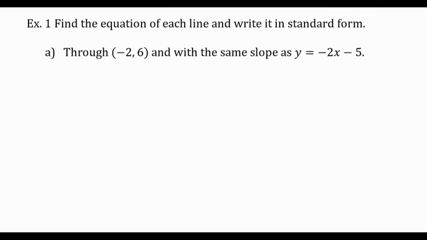Find the equation of each line and write it in standard form. A line that goes through this point and has the same slope as this line. This is a different line. We're not coming up with the equation of this line. This is a totally different line. Okay? But the line we're trying to find the equation of has the same slope as this line. Do you see how this works?